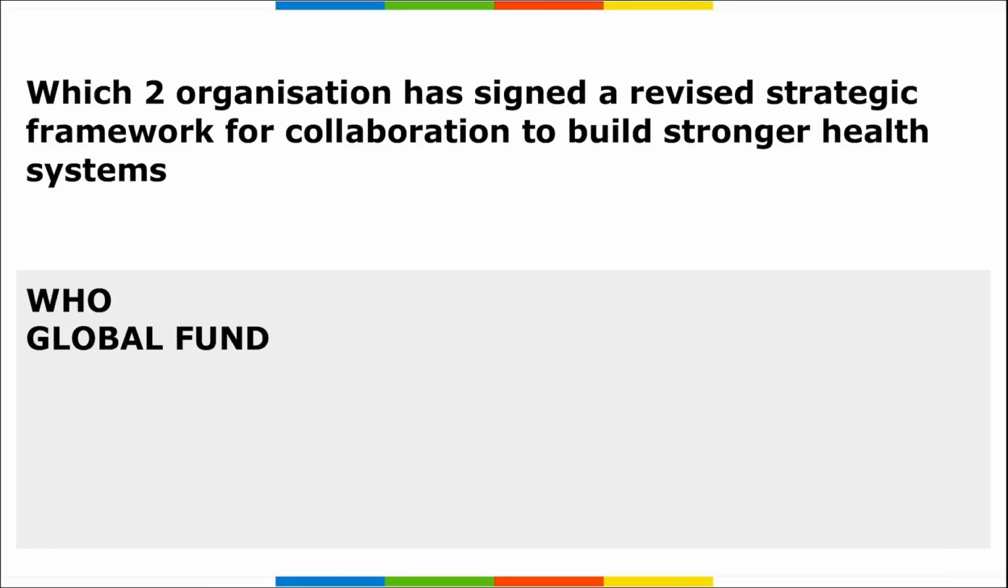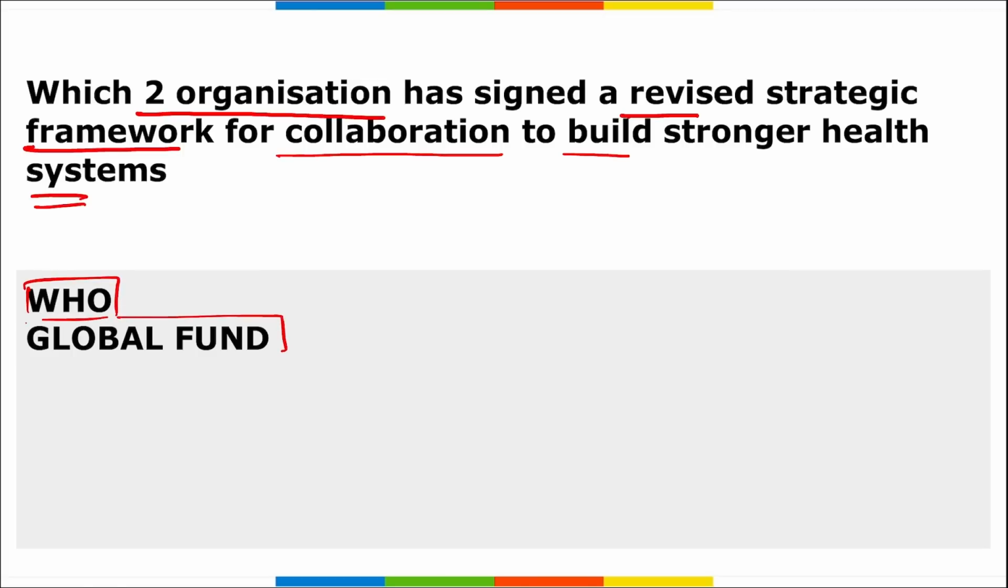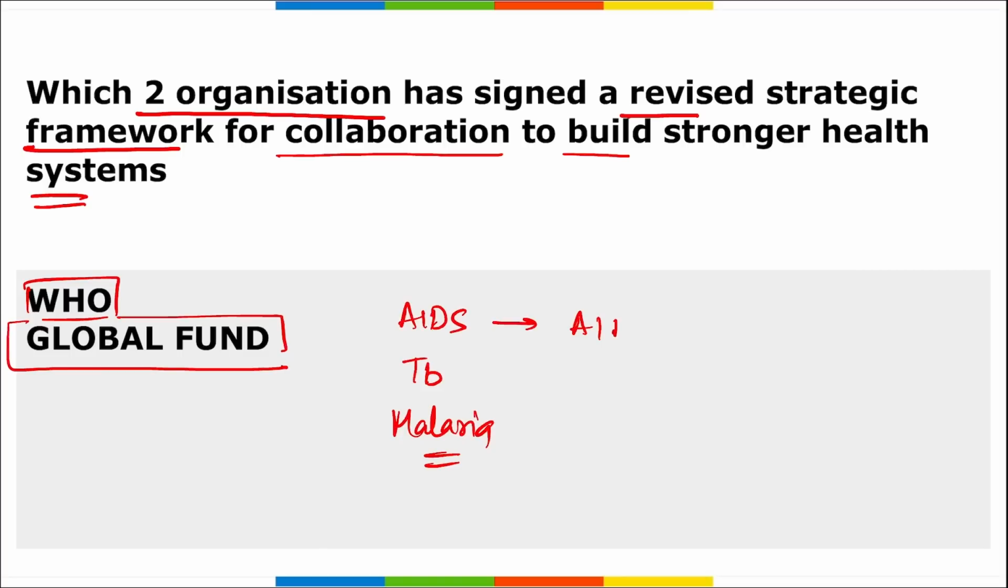Let's move. Next is, which two organizations have signed a revised strategic framework for collaboration to build stronger health systems? It is your World Health Organization along with Global Fund, right? These two organizations will be working together to fight AIDS, TB, and malaria. Right? I repeat, in order to fight against AIDS, that is acquired immune deficiency syndrome, tuberculosis, and malaria, WHO and Global Fund have signed a new strategic framework for collaboration.